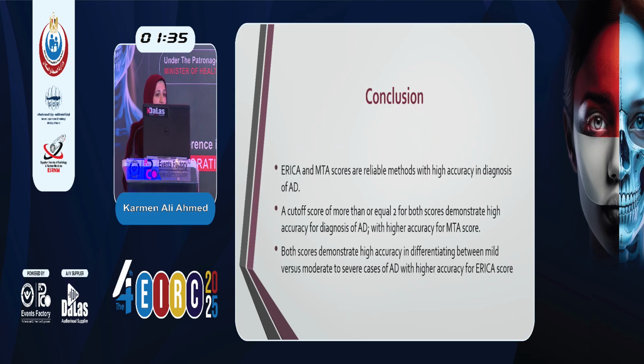Finally, in conclusion, ERICA and MTA scores are reliable methods with high accuracy in diagnosis of Alzheimer's disease. A cutoff score of more than or equal to 2 demonstrates high accuracy for diagnosis of Alzheimer's disease for both ERICA and MTA scores, with higher accuracy for the MTA score. Also, both scores demonstrate high accuracy in differentiation between mild versus moderate to severe cases of Alzheimer's disease, with higher accuracy for the ERICA score.